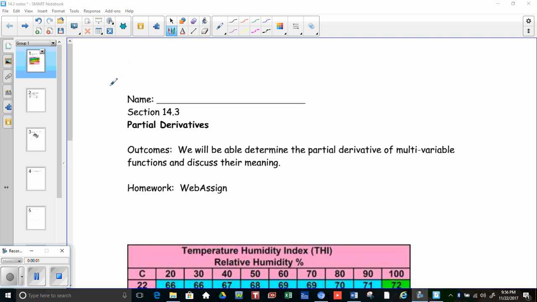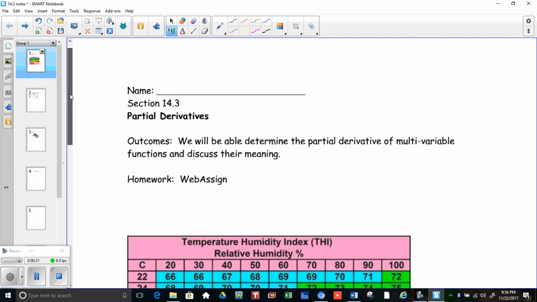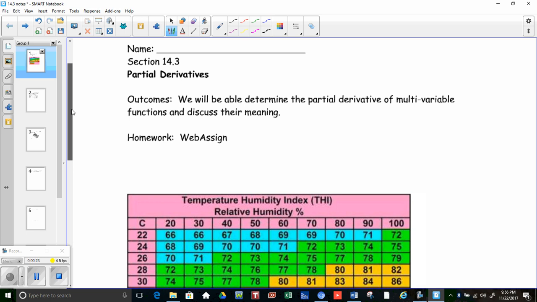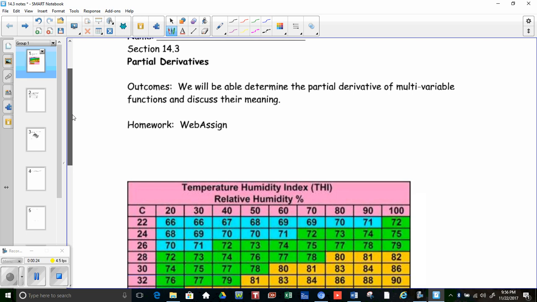All right, so this is lesson 14.3, partial derivatives. That's actually kind of the whole scope of the entire chapter, chapter 14. This is probably one of my favorite sections. It does have a lot of algebra in it, which is kind of why I like it, but it's also a real throwback to Calc 1 with derivatives. But it is called partial derivatives because we're dealing with multiple variable functions.